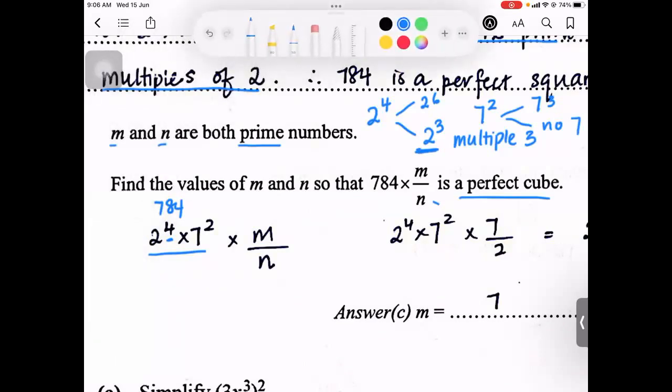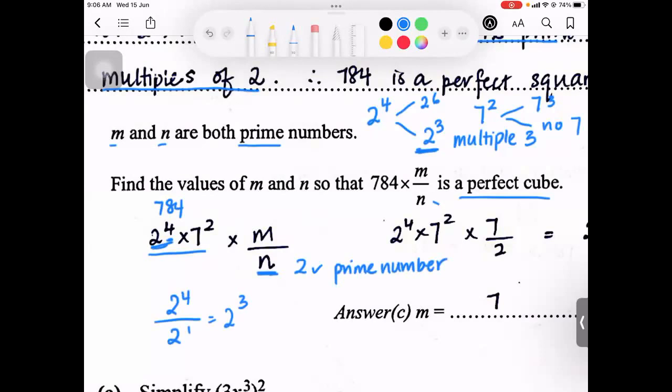How to make it become 2 to the power of 3? This one is 2 to the power of 4. I divide away by 2. So 2 to the power of 4, I divide away by 2. That will give me 2 to the power of 3. It becomes a perfect cube. And this number 2 is a prime number.